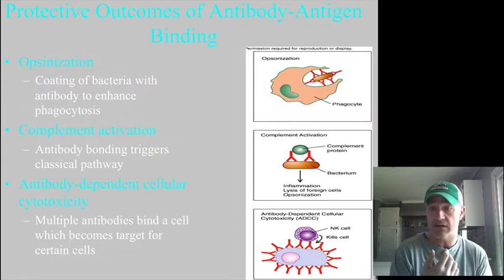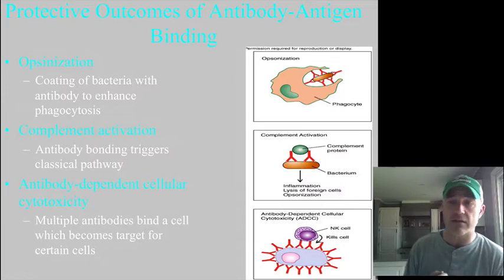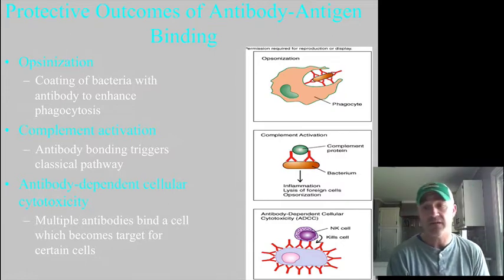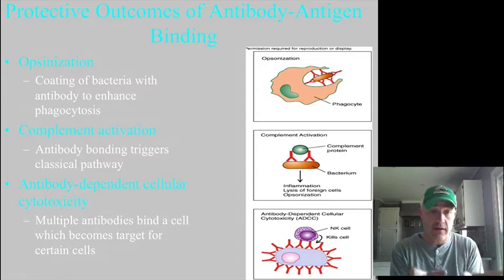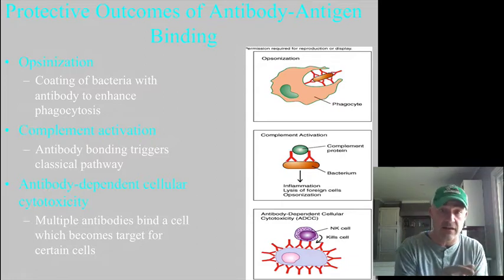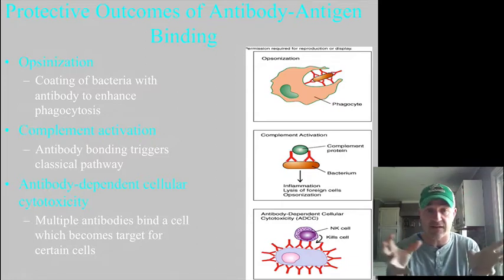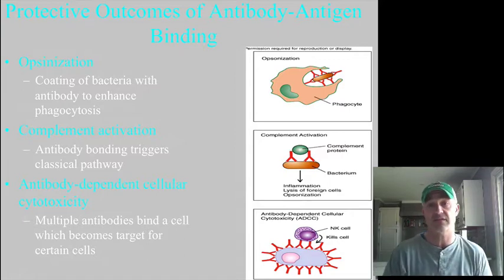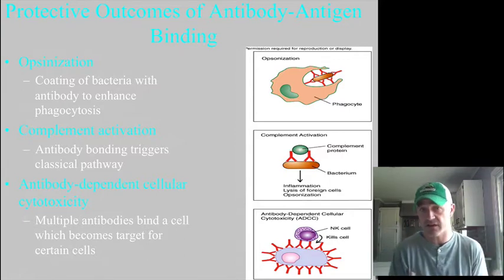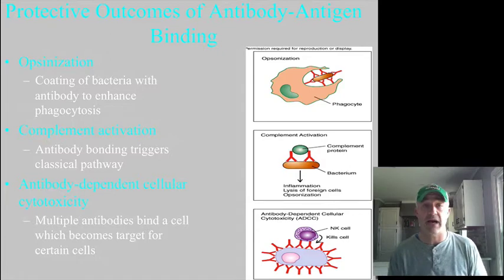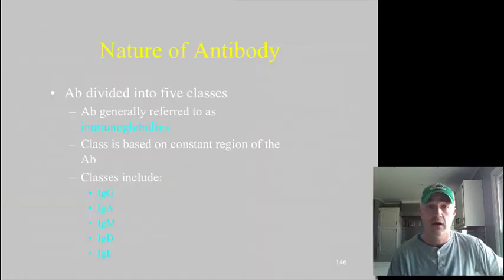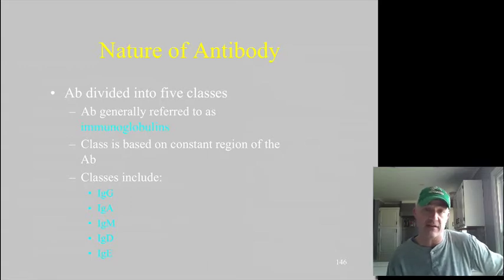And then the last one here is antibody-dependent cellular cytotoxicity. This is targeting specifically natural killer cells, which are a non-specific defense, to attack specific cells. These are a number of different things that antibodies can do. The other thing that is interesting about the antibodies is there are a number of different classes of antibodies.